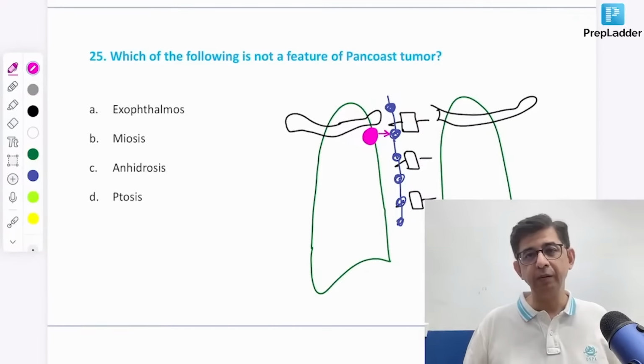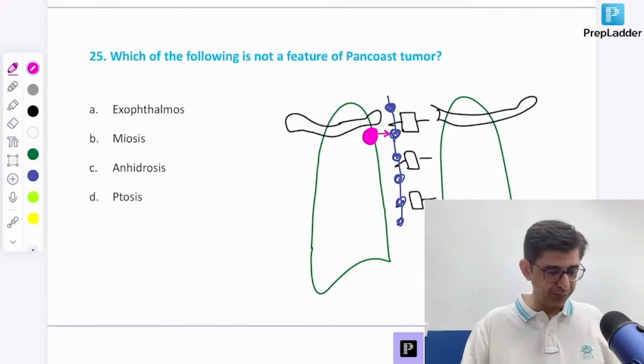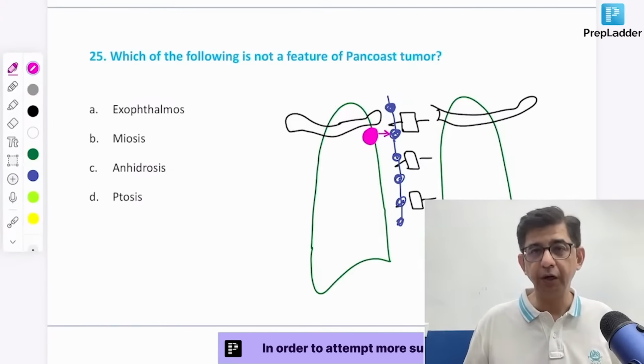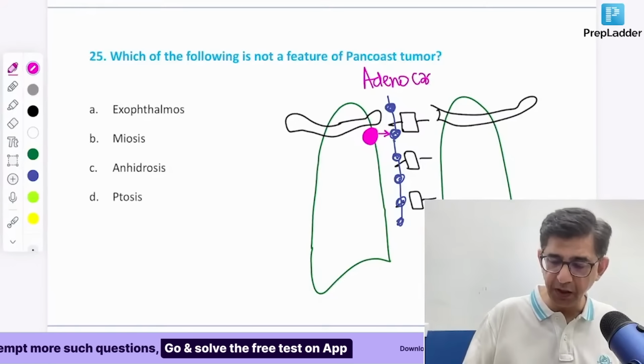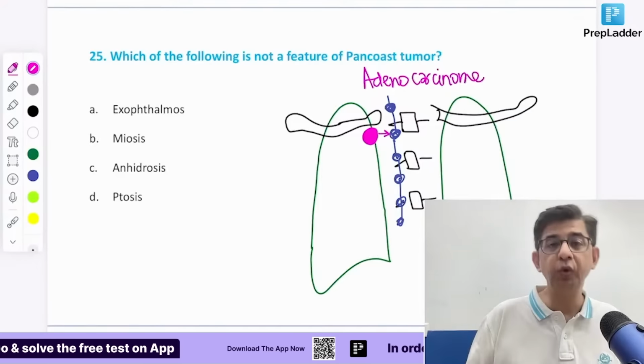Please comment here, guys. Pancoast tumor is an adenocarcinoma, which is putting pressure on the sympathetic chain. And he will ask you, what will you do in this particular case?